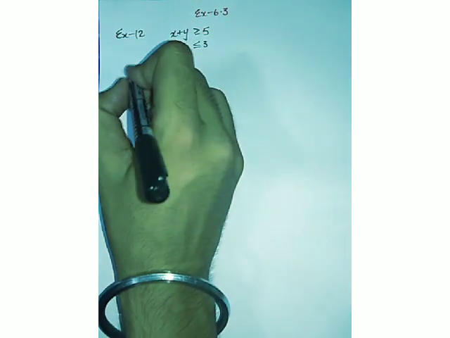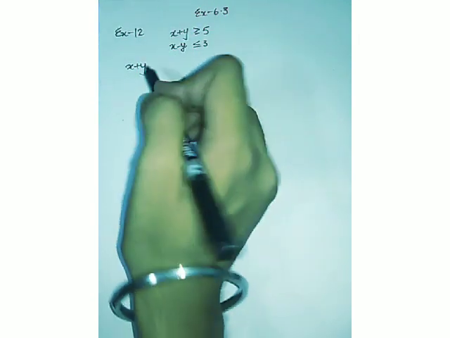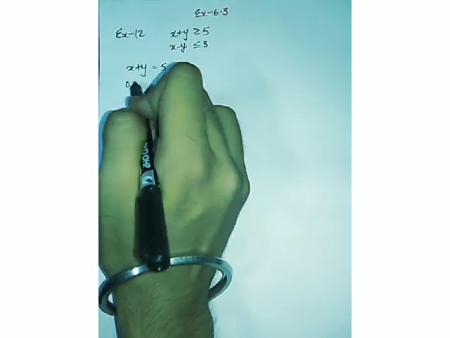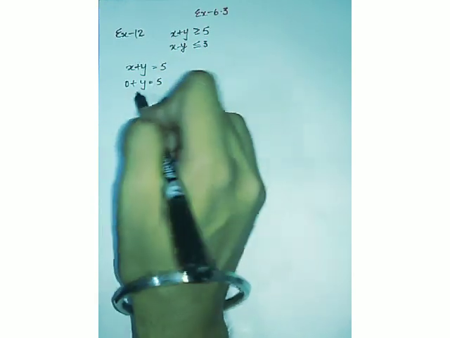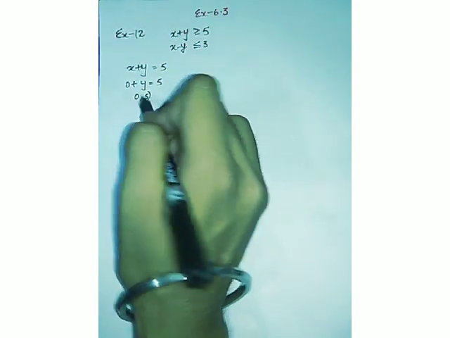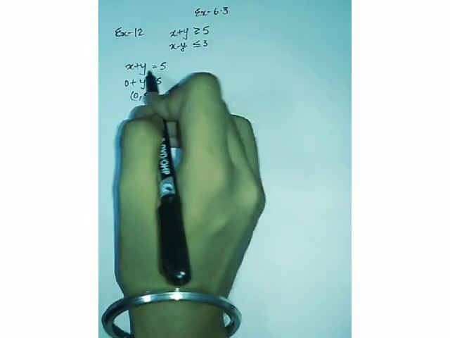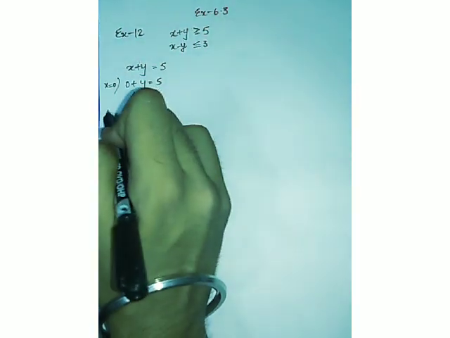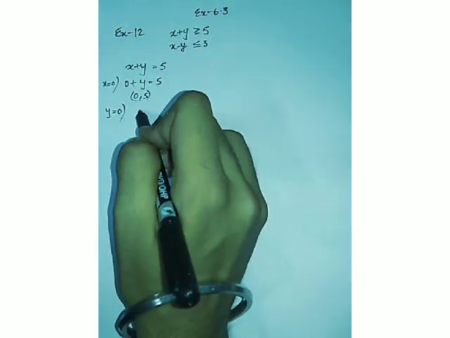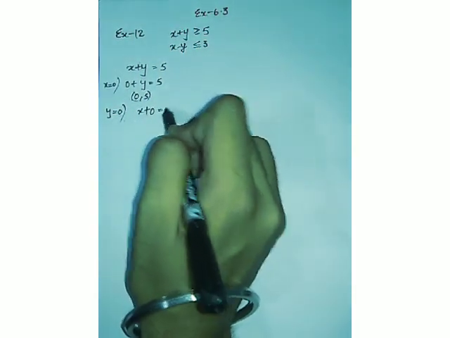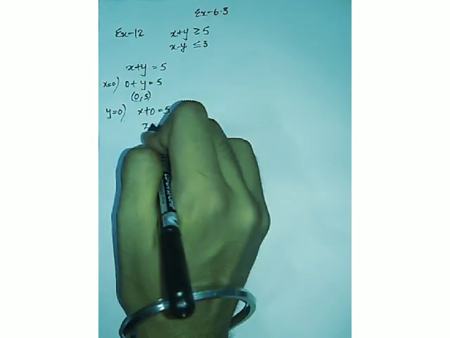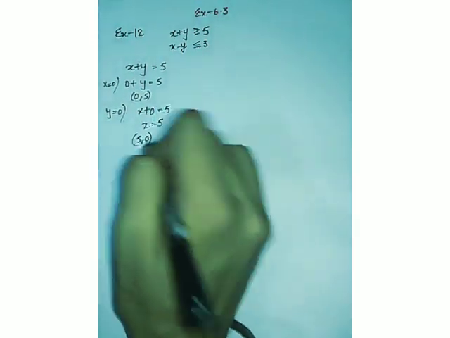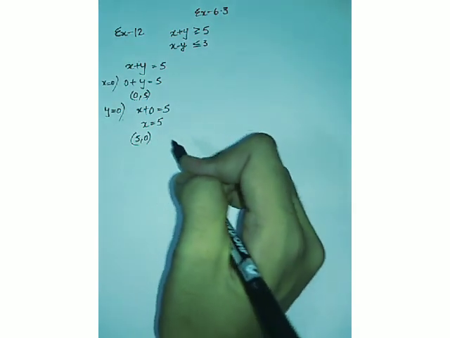Firstly, we will take the equality sign only, that is x plus y equals 5. Now put x equals 0, you will get y equals 5. So one point is (0, 5). Now put y equals 0. So you will get x plus 0 equals 5, indirectly you will get x equals 5. So your next point is (5, 0). Now we will plot these 2 points on the graph.